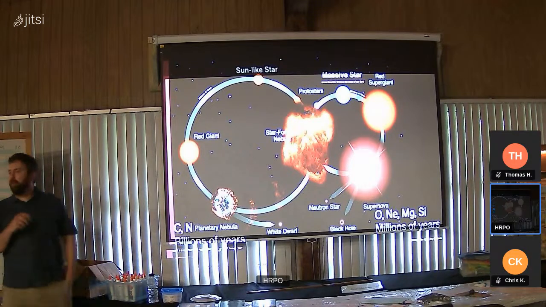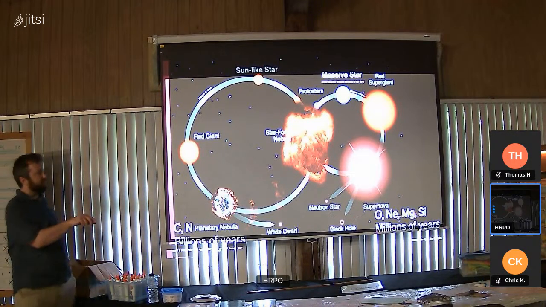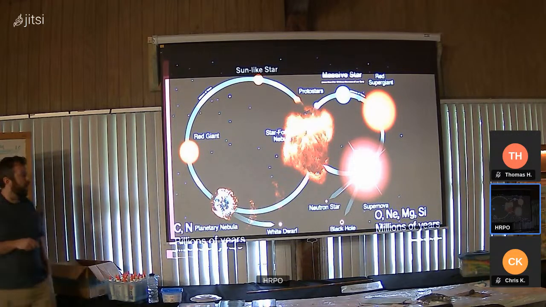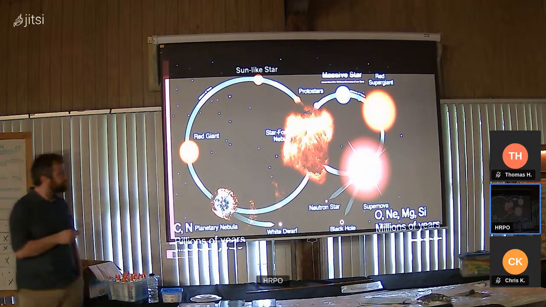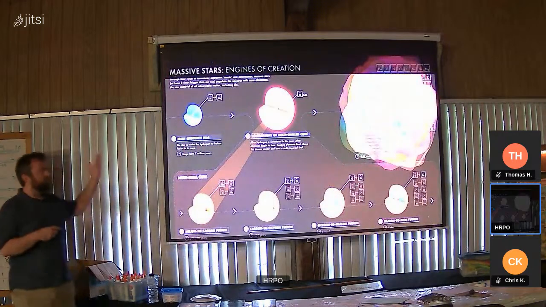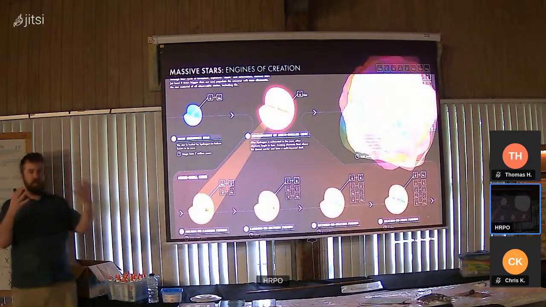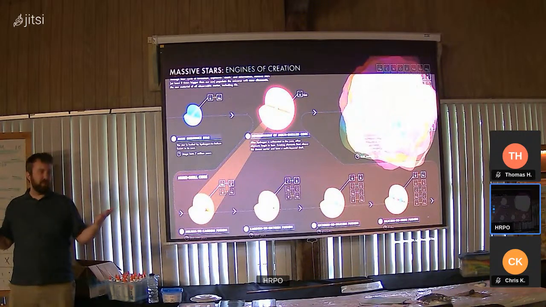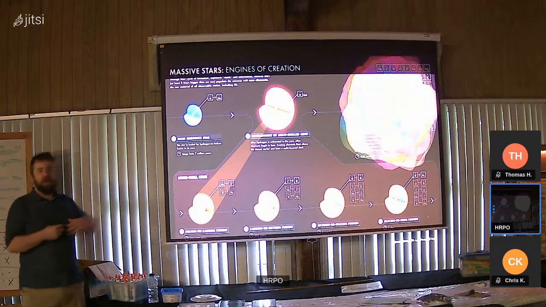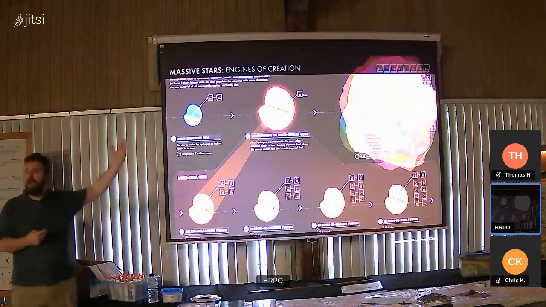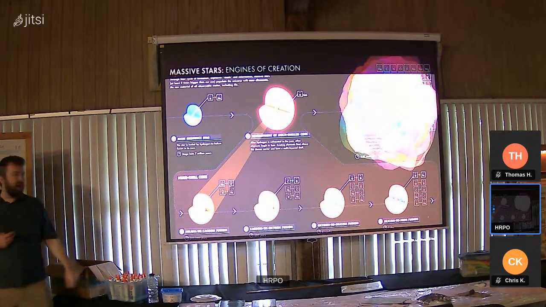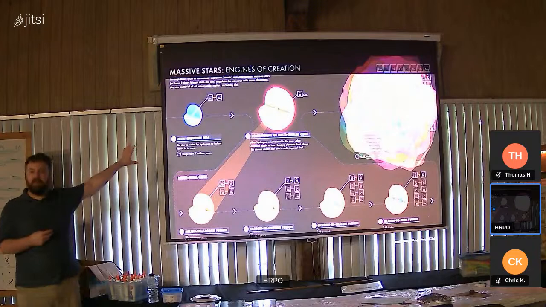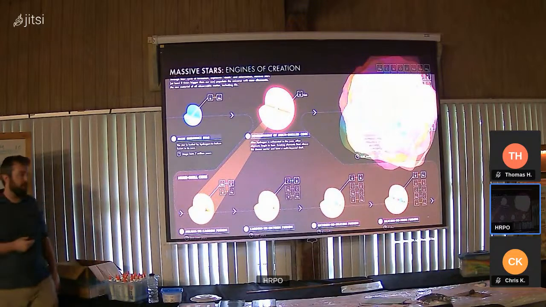Okay, and so the time scales are really important for this. It only takes a few million years to produce oxygen, neon, etc. It takes billions of years to produce carbon and nitrogen. So in the earliest part of the universe, in the beginning there was just hydrogen and helium, pretty much. Then after a few million years of stars forming, you now had oxygen and neon around, but you had to wait a few billion years for significant amounts of carbon and nitrogen to show up.